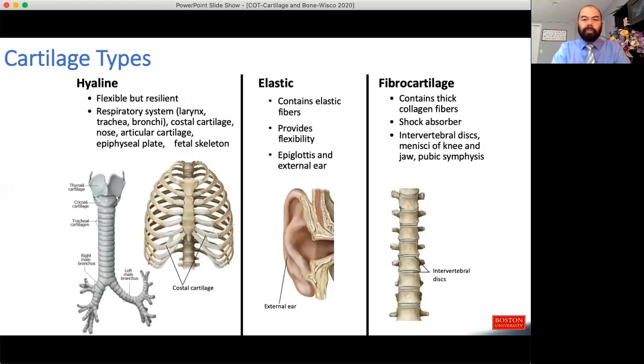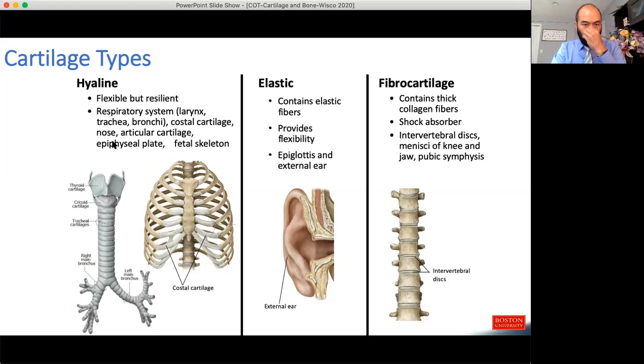So there are three types of cartilage. The one that you're probably most familiar with is hyaline cartilage. Hyaline cartilage is flexible and resilient, and it's located in many different places, notably the respiratory system. When we talk about the tracheal cartilages or the bronchial cartilages, those are all hyaline cartilages. Costal cartilage, which you can feel on your rib cage, is soft here. It allows the ribs to rotate, to expand the rib cage and to contract it during the breathing cycle.